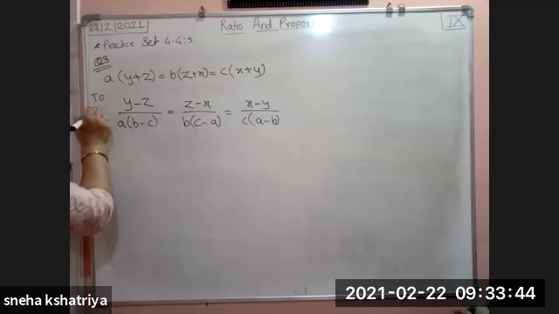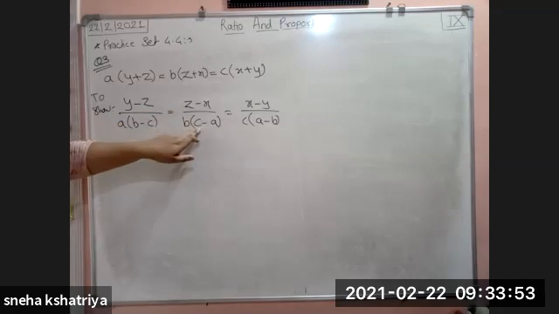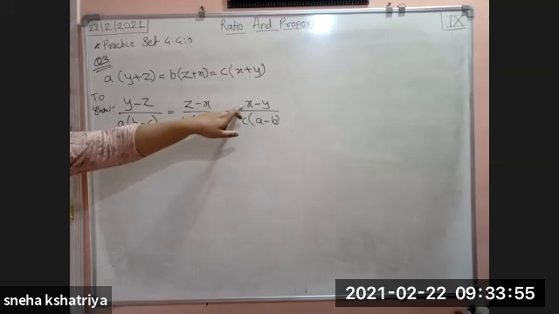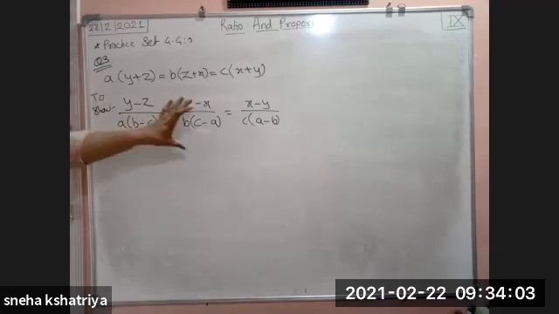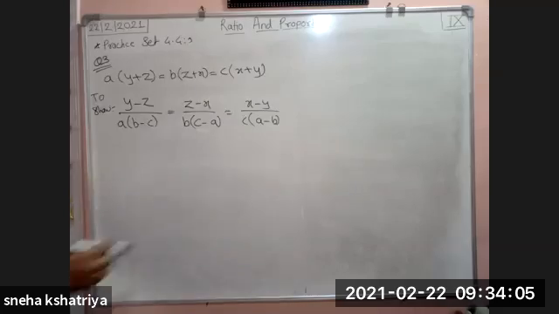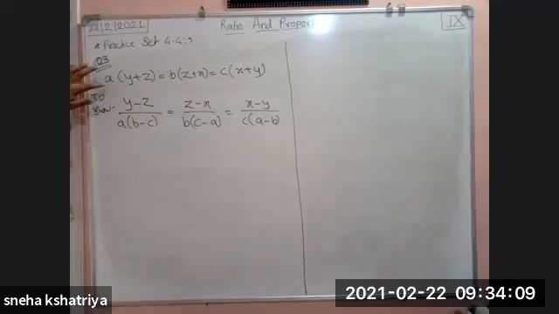To show: y minus z divided by a into b minus c is equal to z minus x divided by b into c minus a, which is equal to x minus y divided by c into a minus b. See here, this example looks like a very big one, but it is very easy to solve. We will see how we are going to solve this example. First of all, whatever the given things are, you have to write. This is given and we have to show this.